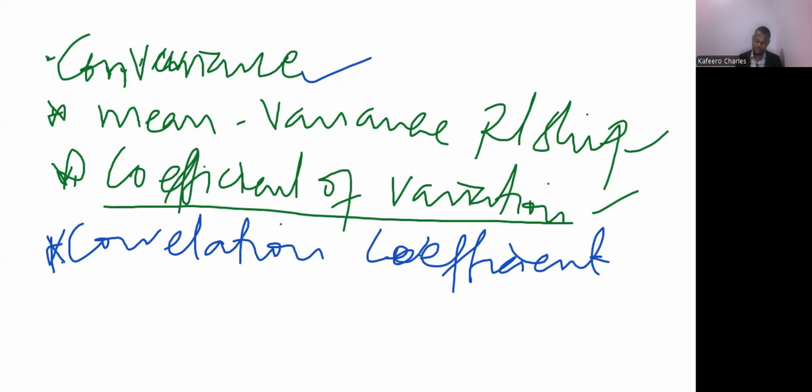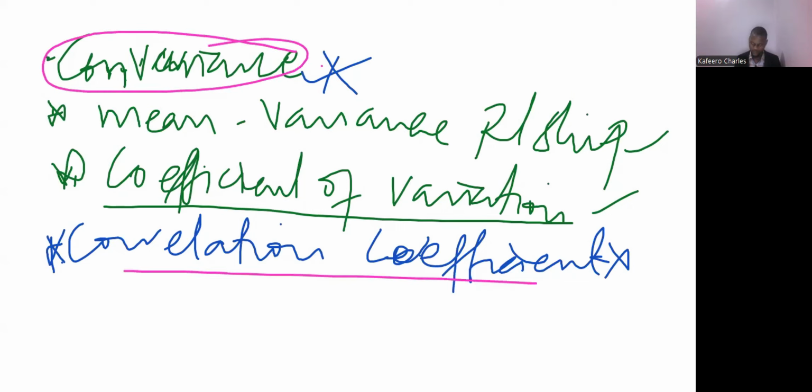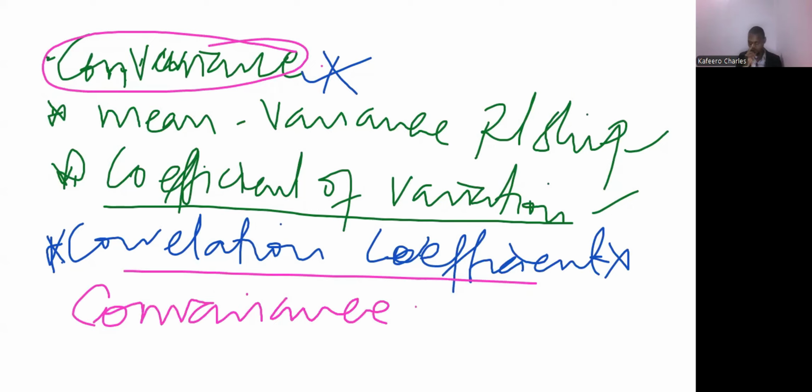So once you have the covariance and you also have the correlation coefficient, it's better you make the decision basing on the results of those two. So we need to see how do we make a decision basing on covariance or basing on correlation coefficient, because they are the ones that are giving a more realistic figure. So let's begin with covariance. How do we make a decision?